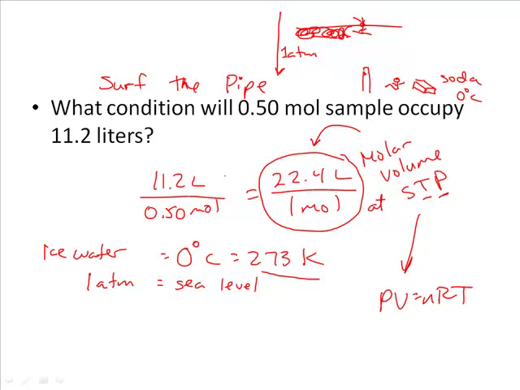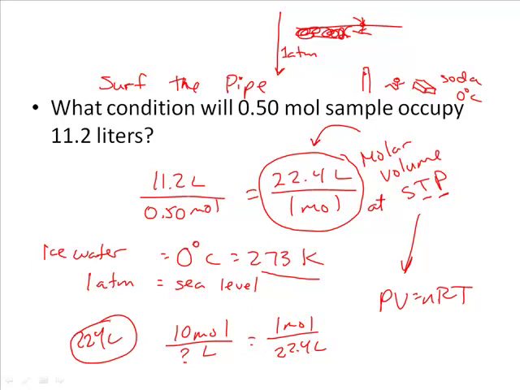So if you had 10 moles of a gas at STP, and it wants to know the liters, there's 1 mole, 22.4. There's my ratio. So the liters would be 224 liters. So that's one way of using it. It's kind of like a shortcut in chemistry.